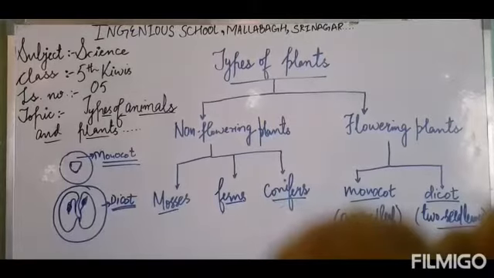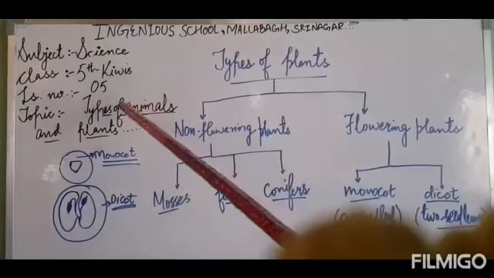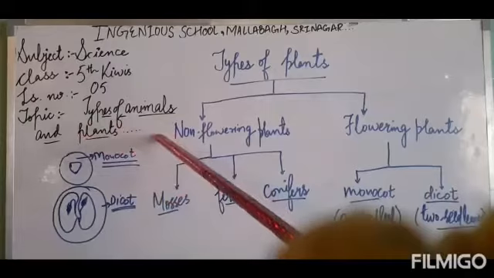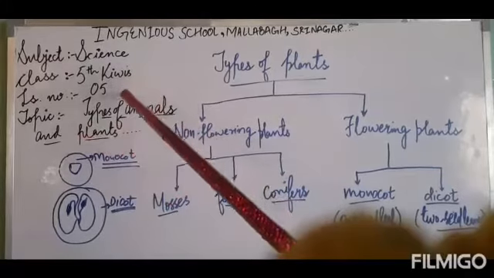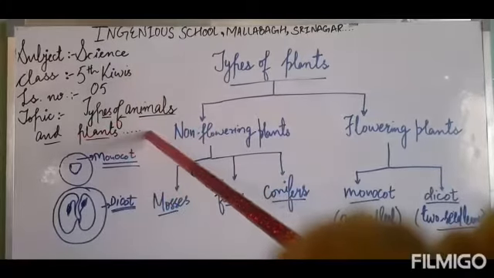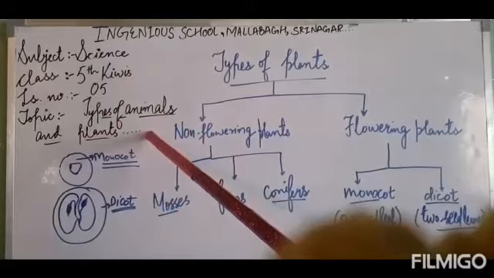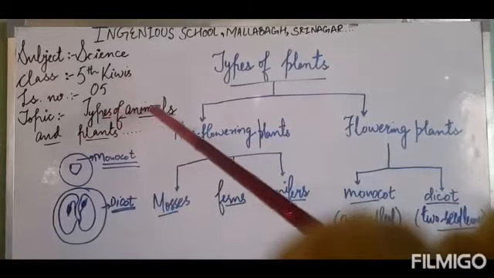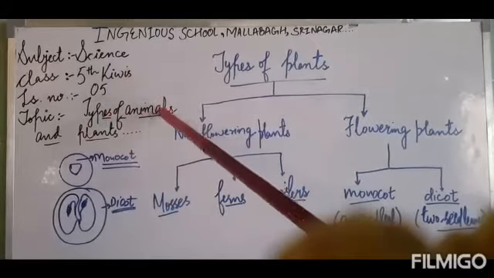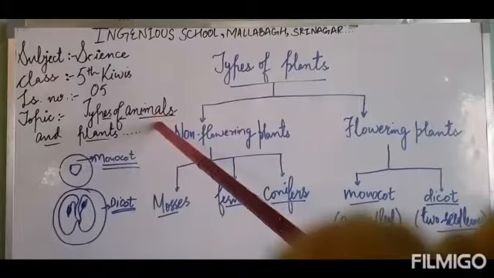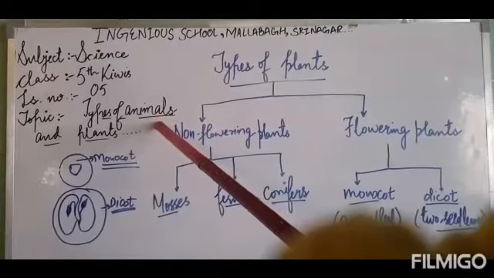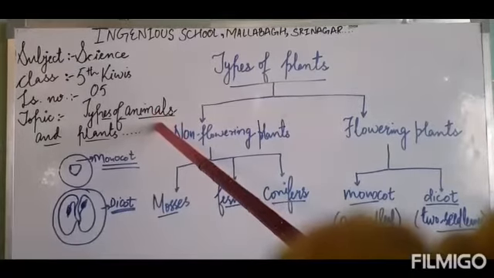Dear kids, as you all know, our topic is the types of animals and plants. We are studying lesson number 5, that is types of animals and plants. In the last video, we learned about the types of animals, isn't it? We learned about the two groups of animals, animals with backbones and animals without backbones.